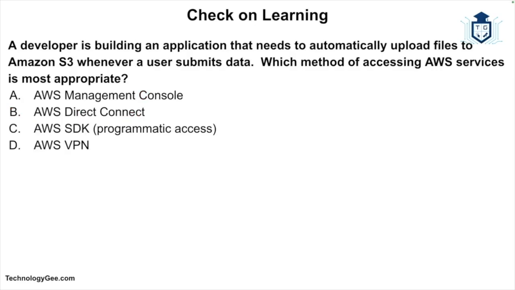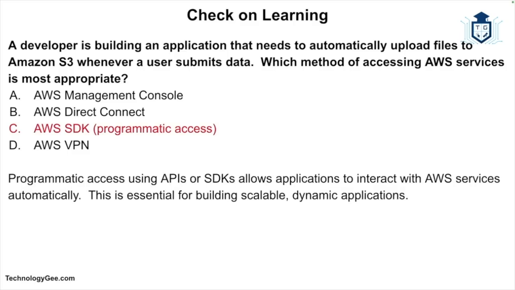Next question. A developer is building an application that needs to automatically upload files to Amazon S3 whenever a user submits data. Which method of accessing AWS services is most appropriate? Is it the AWS Management Console, AWS Direct Connect, AWS SDK, or AWS VPN?